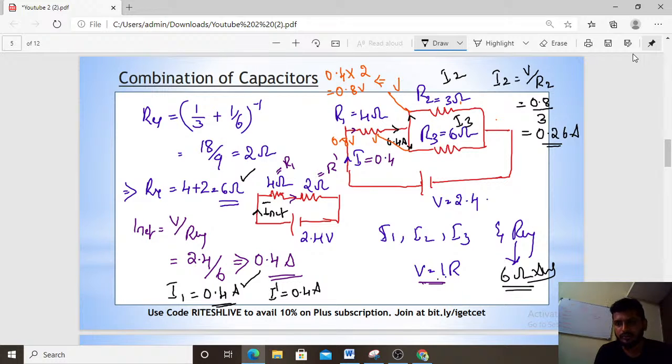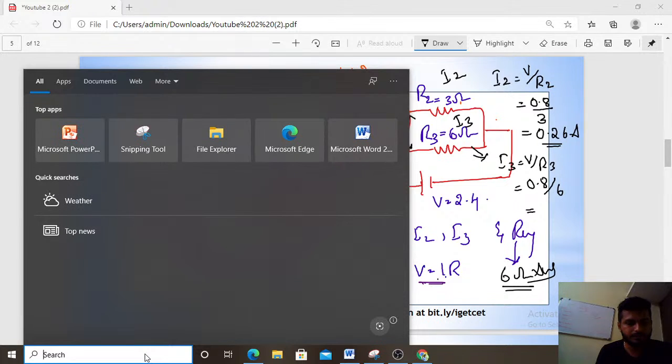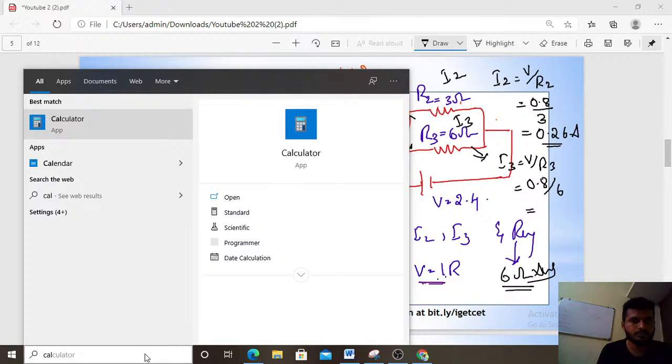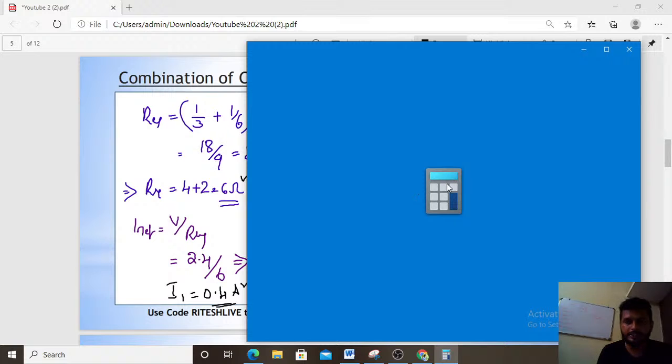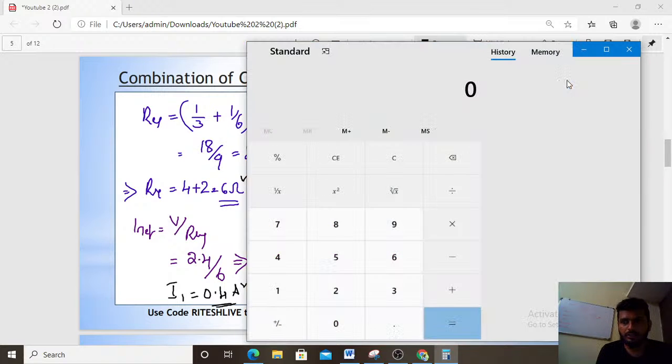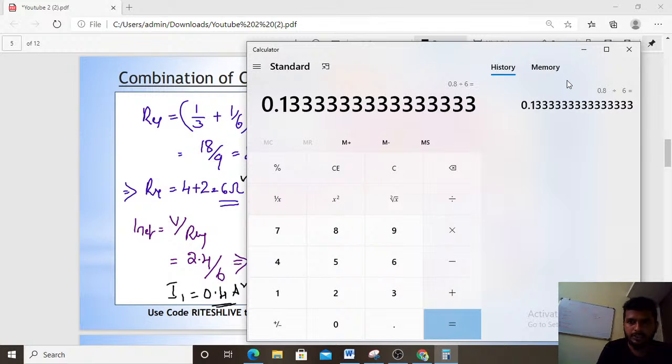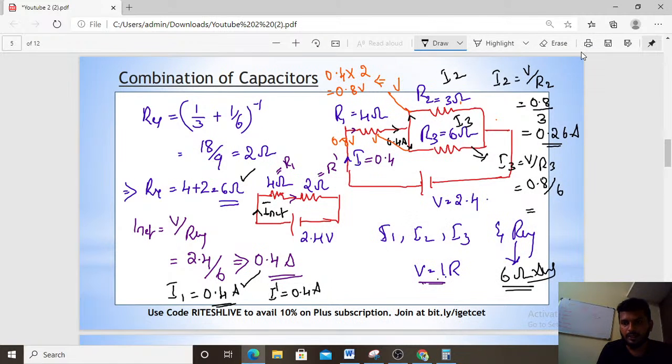That is the law of conservation of charge. So here also I can find the same solution: I3 is equal to V divided by R3, that is 0.8 divided by R3. How much is R3? 6. So 0.8 divided by 6. So how much do I get? Again I have to go for the calculator. 0.8 divided by 6, so 0.133, right? 0.13 ampere. So this is another answer.